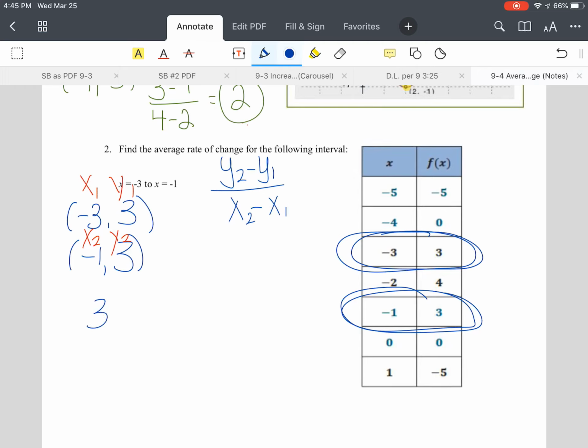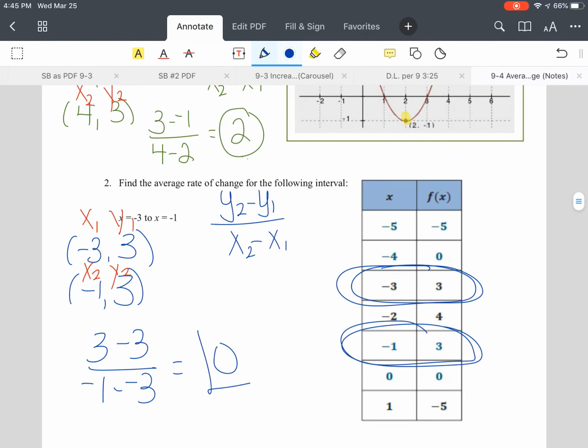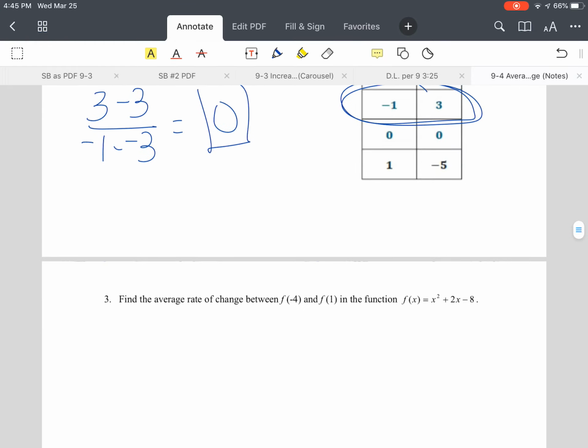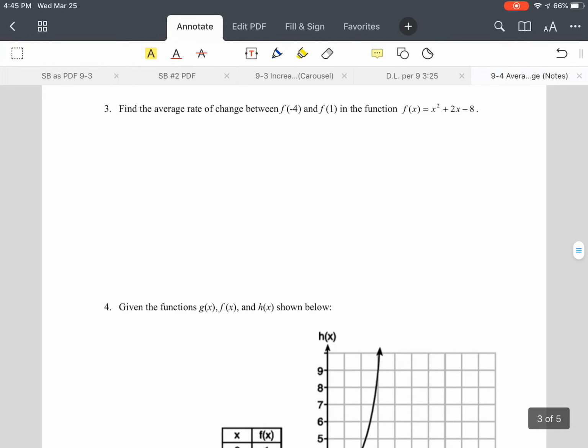So y2 minus y1, 3 minus 3, over negative 1 minus negative 3. I get 0. The average rate of change here is 0. Let's look at the next one. Find the average rate of change between f of negative 4 and f of 1 in this function.